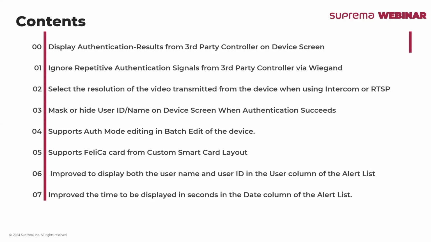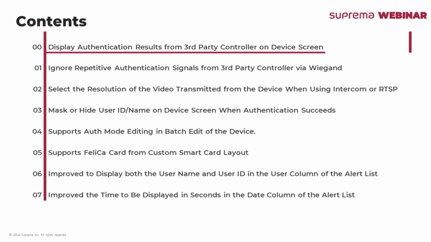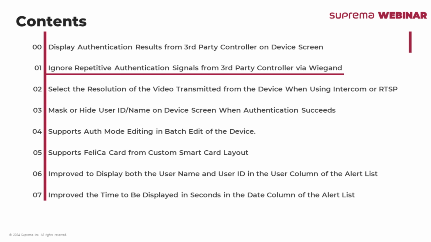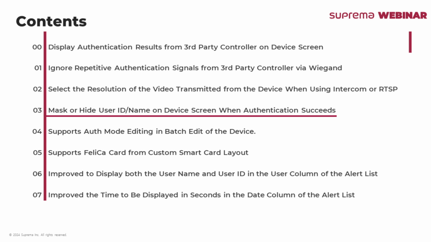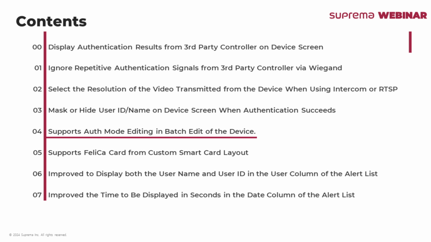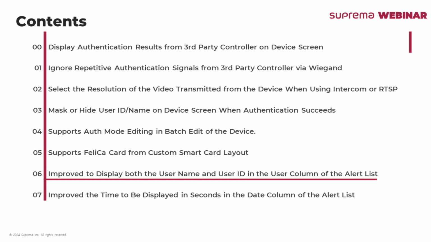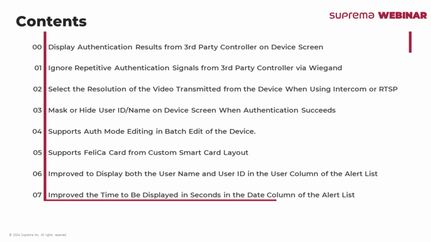Today's contents include display authentication results from third-party controller on device screen, ignore repetitive authentication signals from third-party controller via Wiegand, select the resolution of the video transmitted from the device when using Intercom or RTSP, mask or hide user ID name on device screen when authentication succeeds, supports Auth mode editing and batch edit of the device, supports Felica card from custom smart card layout, improved to display both the username and user ID in the user column of the alert list, improve the time to be displayed in seconds in the date column of the alert list.